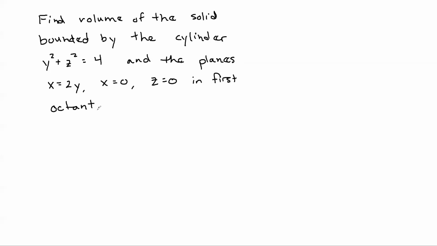So first octant, I don't think that's come up yet in any videos so far. The first octant is where x, y, and z are all positive. It's kind of like quadrants when it comes to defining 2 dimensions, but there are 8 different octants that surround the origin in 3-dimensional space.